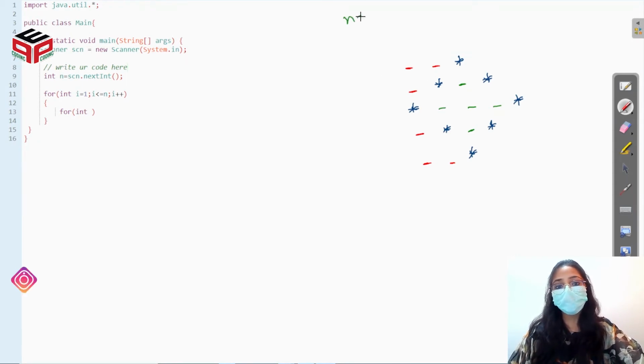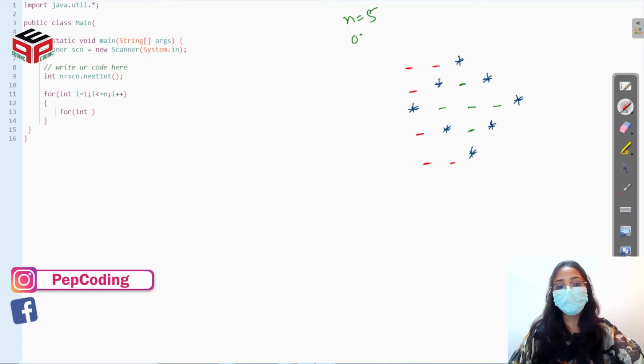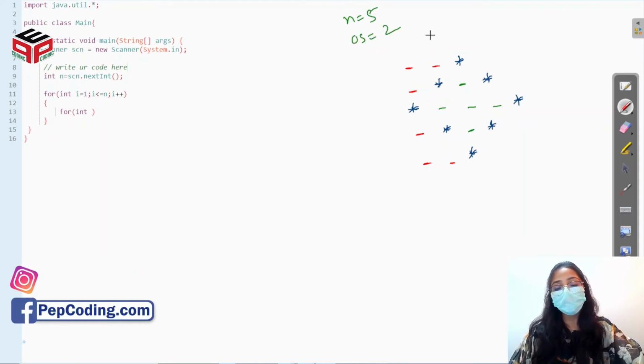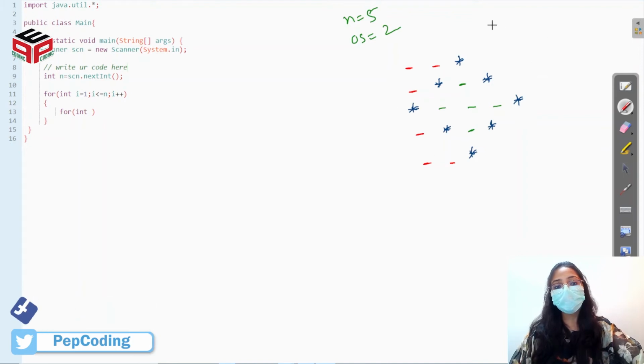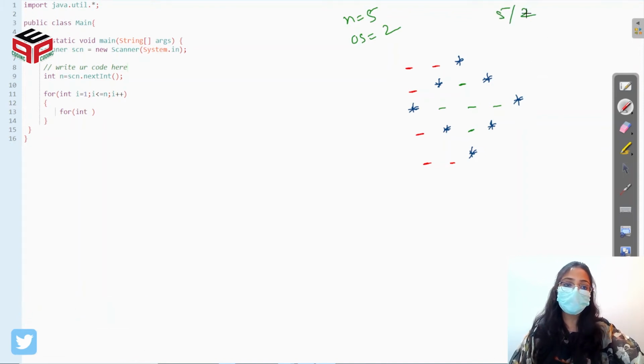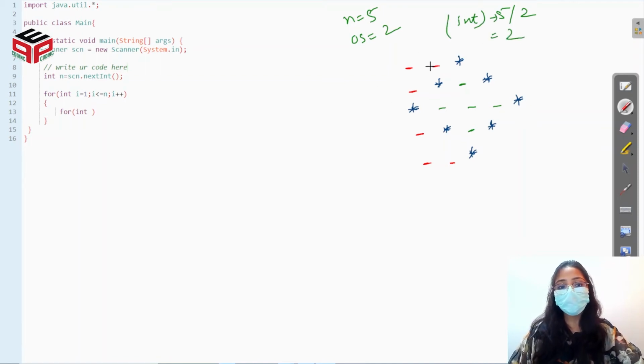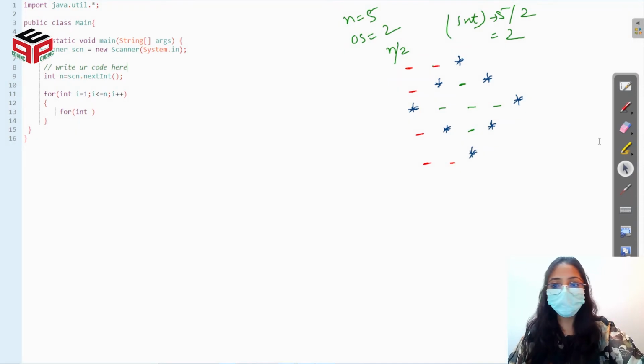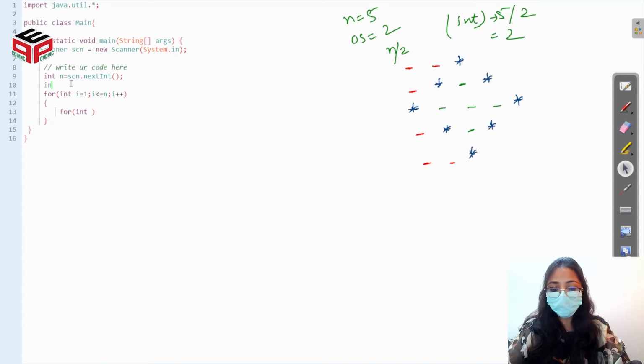We have n equal to 5 and the outer spaces are coming out to be 2. So whenever we are using int and I divide 5 by 2 in integer value, what will I get? 2, right? So over here the number of outer spaces is equal to n by 2. Okay, so here we are going to take a variable outer space and it will start from n by 2.